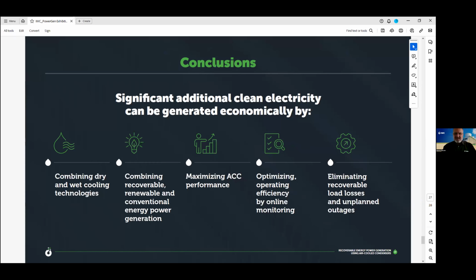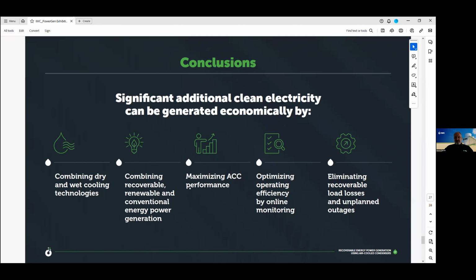So what the bottom line is, maybe conclusions: significant additional clean energy can be generated economically by combining dry and wet cooling technologies. This is not done often. I know of one plant that's operational in the US, Comanche, that combines dry and wet cooling. And there are a number of reasons probably why dry and wet cooling is not combined, but this should definitely be done on every plant. Then combining renewable and conventional energy power generation, I believe is probably the best way to go in future.